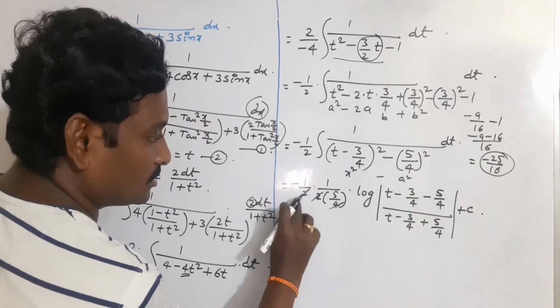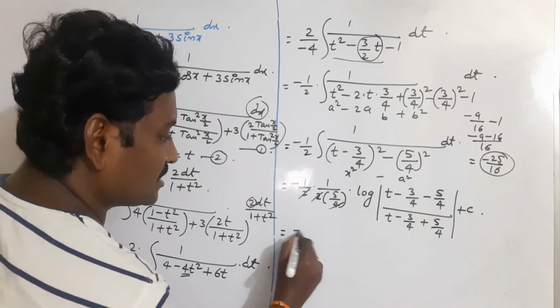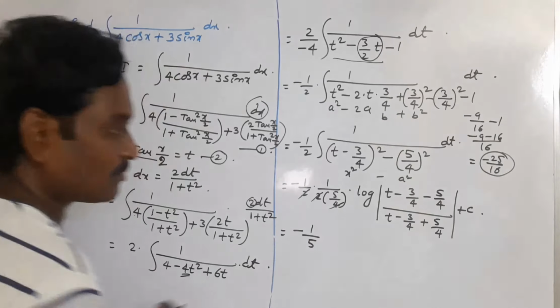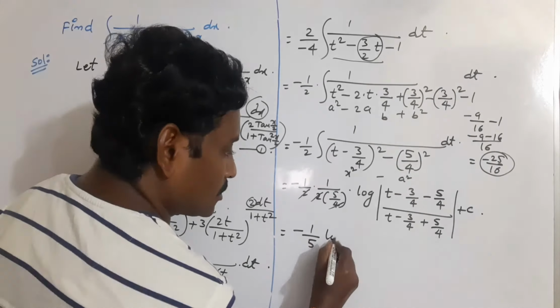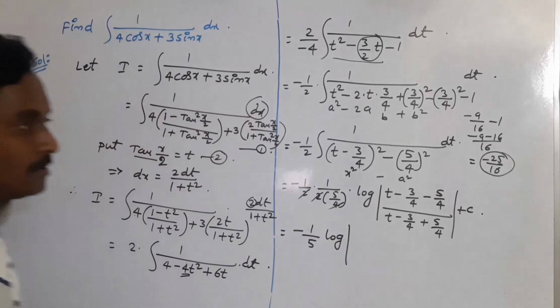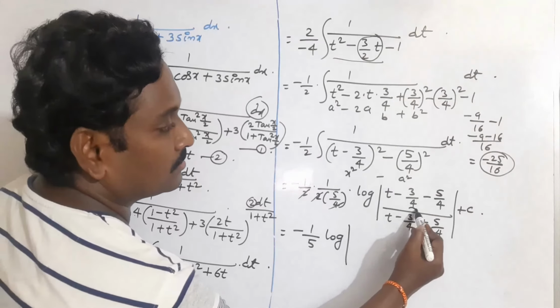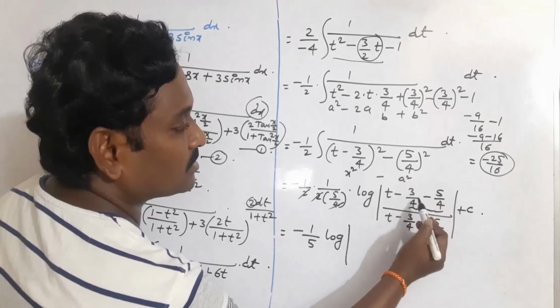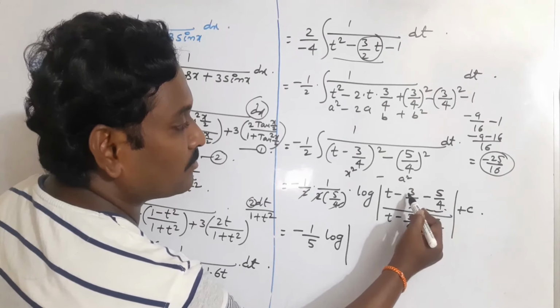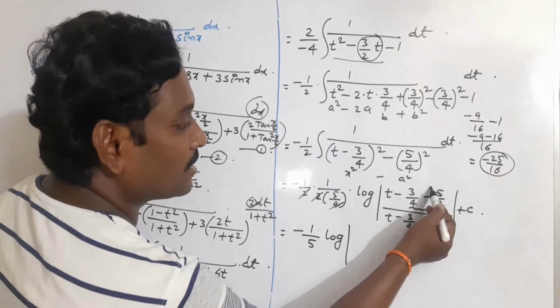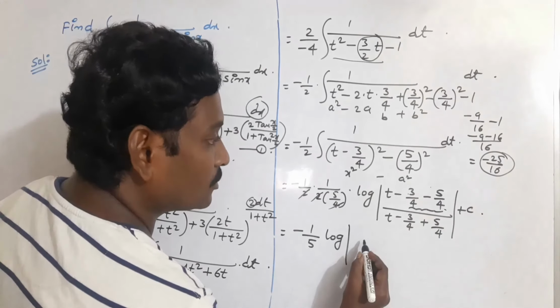This 2, this 4 and this 4 are getting cancelled. The remaining term is only minus 1 by 5 on the outside. So log mod t. What is the LCM for these two terms? Minus 4 is the LCM. So minus 3 minus 5 is minus 8. Minus 8 by 4 is nothing but 2.